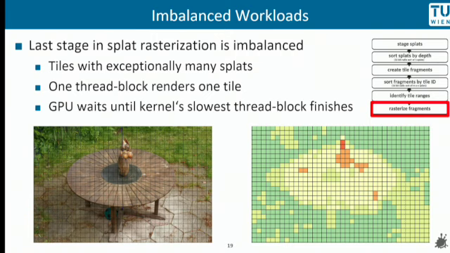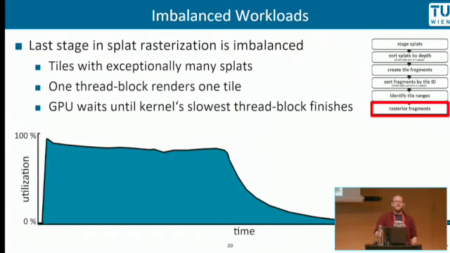So in terms of GPU utilization, it looks like this here. Up to about halftime, we have a very good utilization. And then utilization drops because all of the cheaper tiles have finished rendering, and now some thread blocks are still busy with rendering the remaining tiles here.